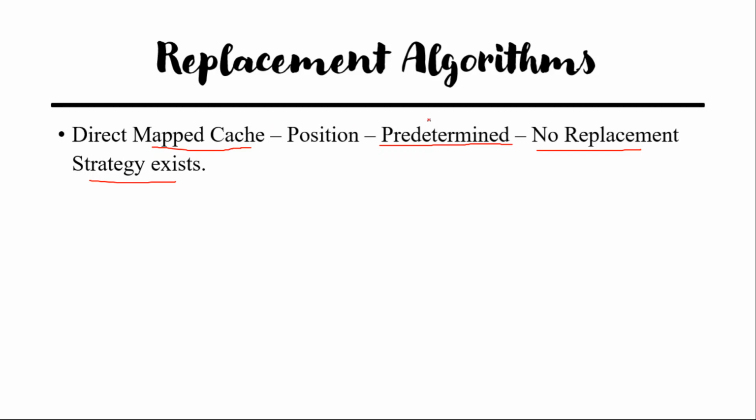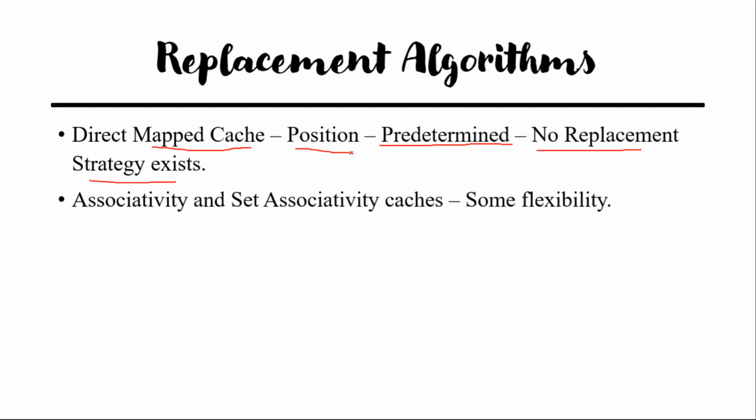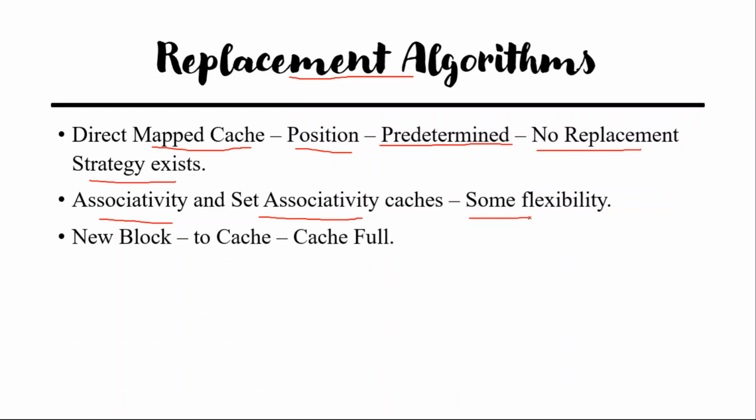So no replacement strategy exists for direct mapped cache because the positions blocks occupy are predetermined. The replacement algorithm is applicable only for associative cache and set associative cache. Here we have some flexibility or control to decide which block should be replaced so that performance can be improved.